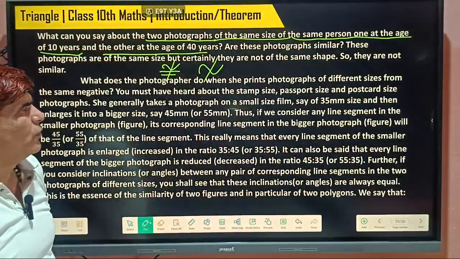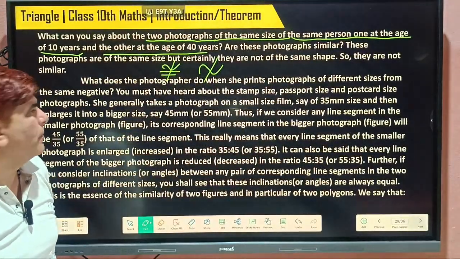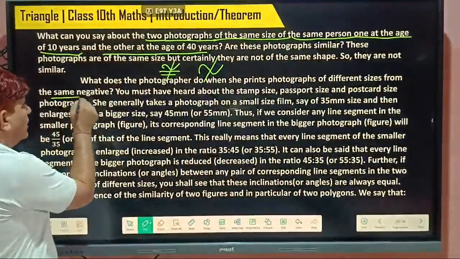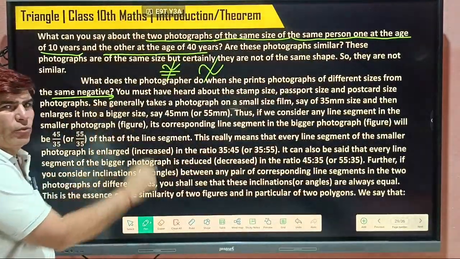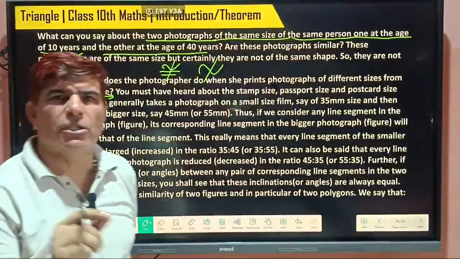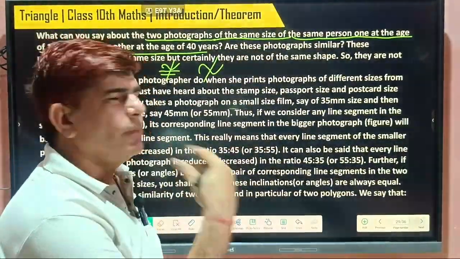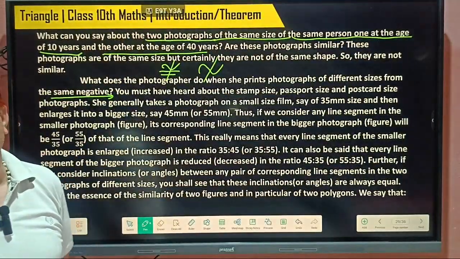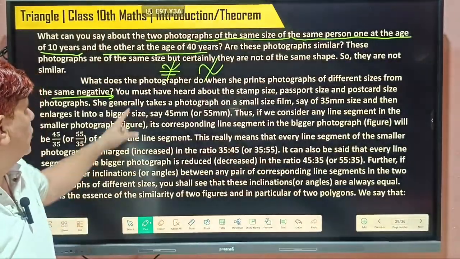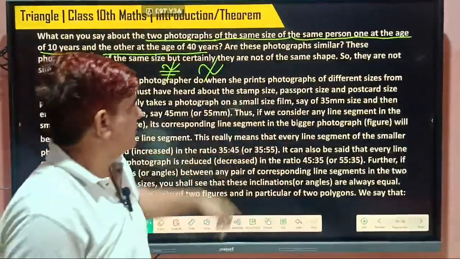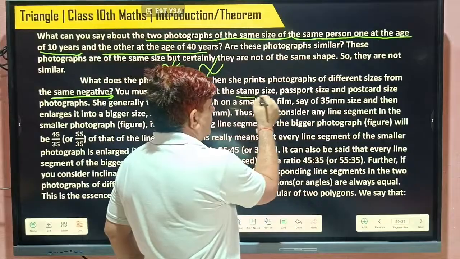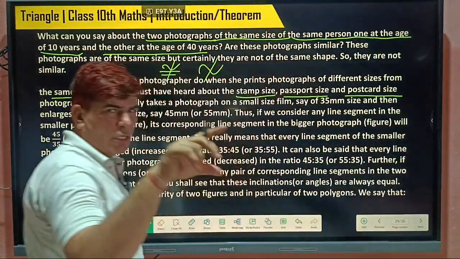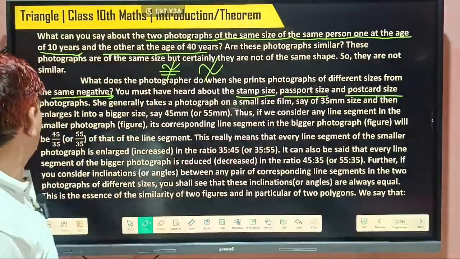What does the photographer do when printing photographs of different sizes from the same negative? Using the same negative means the same shape. So what may the size be? Increasing size or decreasing size? The ratio remains the same. You must have heard about the stamps. You know about these photographs: stamp size, passport size, postal card size.